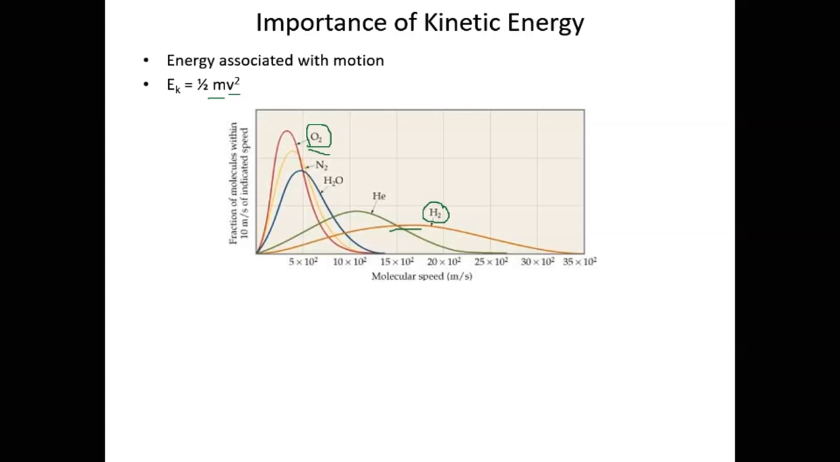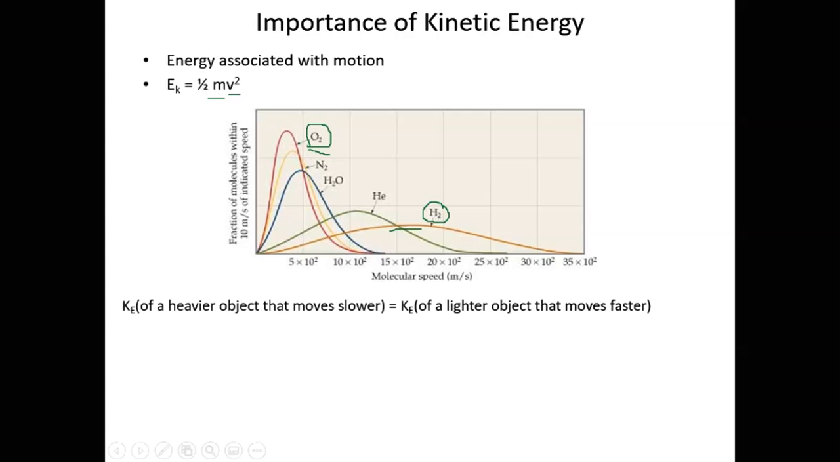So from the molecular mass, when you're comparing different gases, you can get some information on which one would have the fastest or slowest most probable speed at a given temperature. As you go to lighter gases, they move faster. The reason is that at a given temperature, the kinetic energy of a heavier object and the kinetic energy of a lighter object have to be the same. Since kinetic energy involves mass and velocity, a heavier object moves slower so that it has the same kinetic energy as a lighter object that moves faster.